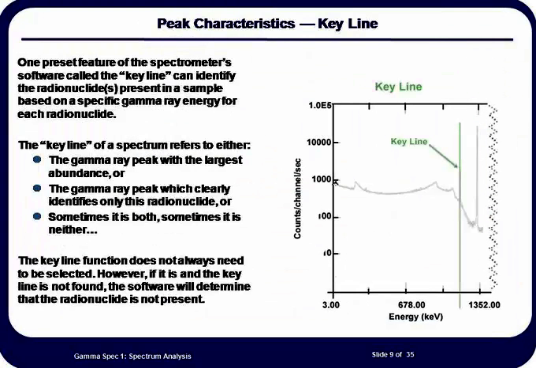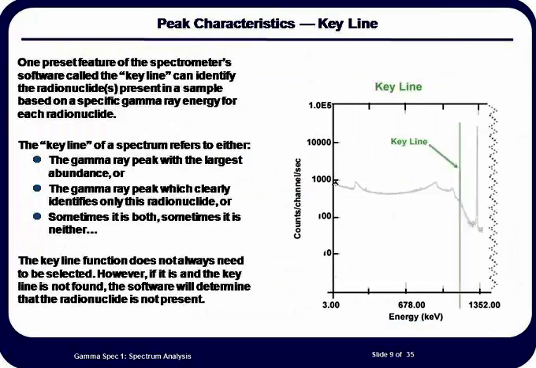One of the characteristics of the gamma ray software is to have an energy identified that is unique to a specific radionuclide. This is referred to as the key line function by some software manufacturers. The key line corresponds to a gamma ray that has the largest abundance, or has the least amount of interference from other gamma rays, or sometimes it is neither and sometimes it is both.